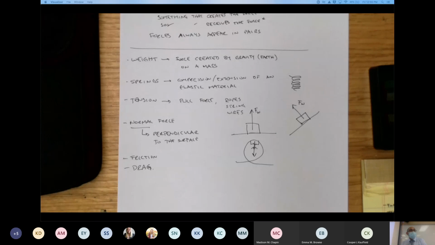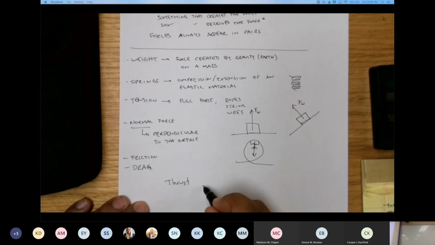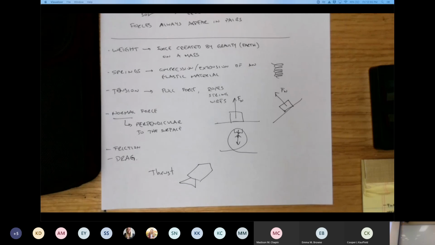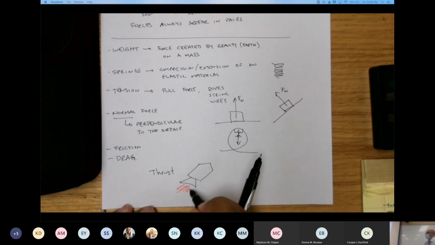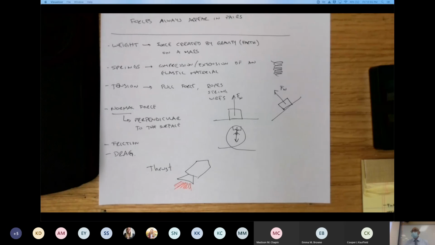Make sense? The last one is thrust. Thrust happens when you have some kind of push through a fluid. Thrust is always going to be a push force.